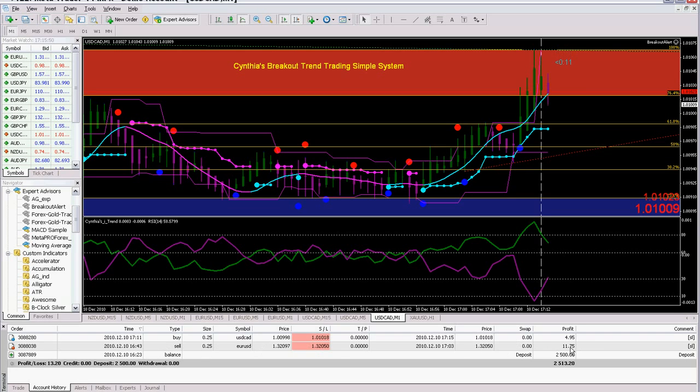Here was an earlier trade I made this morning on the euro when it was going down.